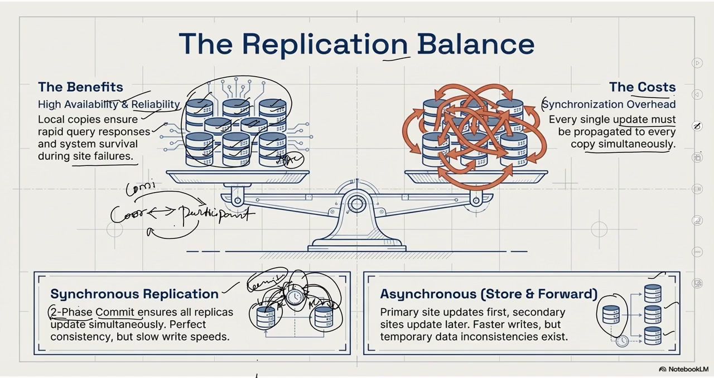It gives faster writing, but temporary data inconsistency exists. That means the data is updated in the local system first, and after that it is updated to every data center. The only problem here is the temporary data inconsistency, because what was updated in the local system has not yet been updated in the data centers. So we want to overcome it.